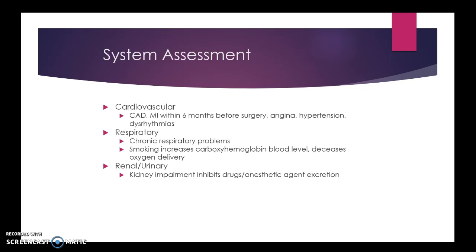System-wise, we talked about cardiac and respiratory being huge. So, have they had an MI? Have they had coronary artery disease, hypertension, dysrhythmias? For respiratory, any chronic respiratory problems, such as COPD, asthma, obstructive sleep apnea. Smoking will cause problems, and it decreases oxygen delivery. And for renal and urinary, we want to make sure that we don't have any drugs on board that are going to cause renal problems and failure.